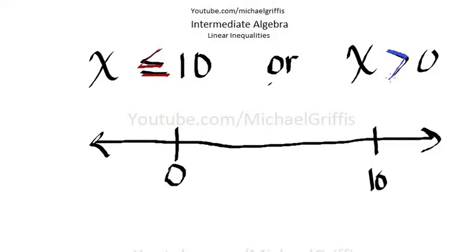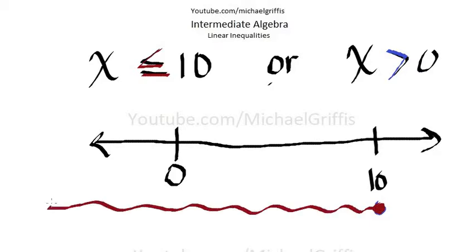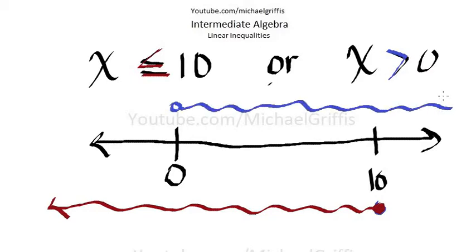Okay, let's look at x is less than or equal to 10. Now it's including 10. X is less than or equal to 10, so it's everything going off in this direction on the number line. And x is greater than 0. Now we don't include it, so we put an open circle here, and it's everything going off in this direction on the number line.